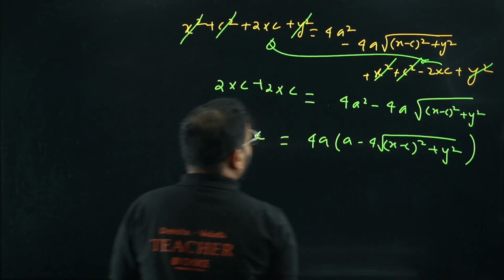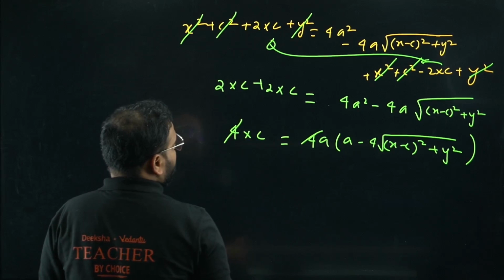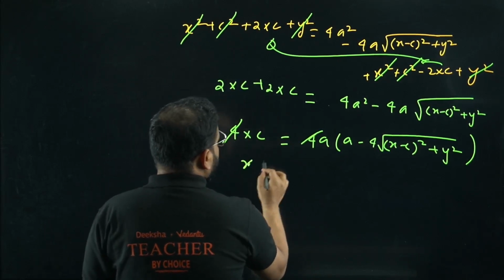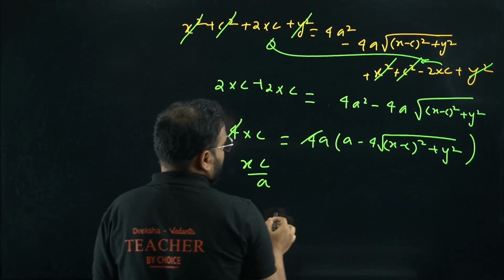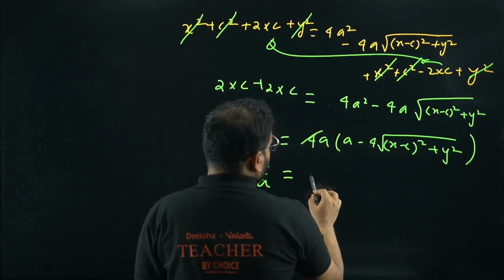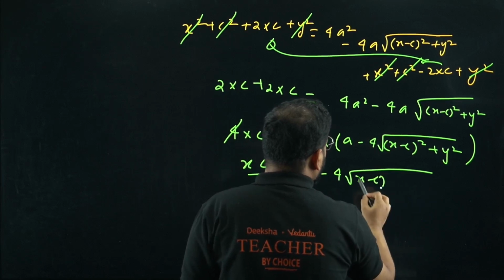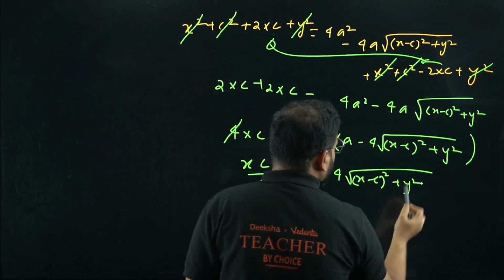Okay, close this out. We get 4 and 4 cancelled. We can write this as xc is there, right? So right here, xc by a equals a minus 4 times root of x minus c the whole square plus y square, right?